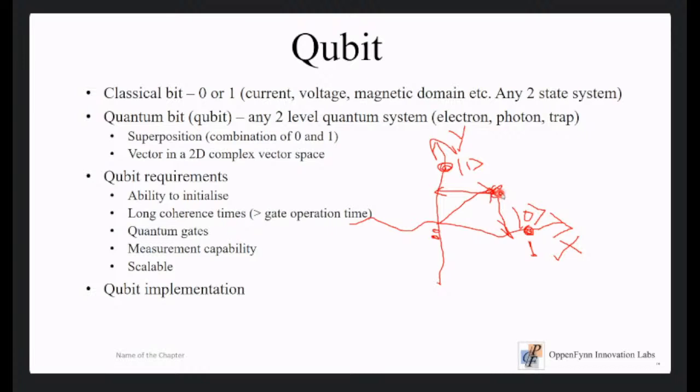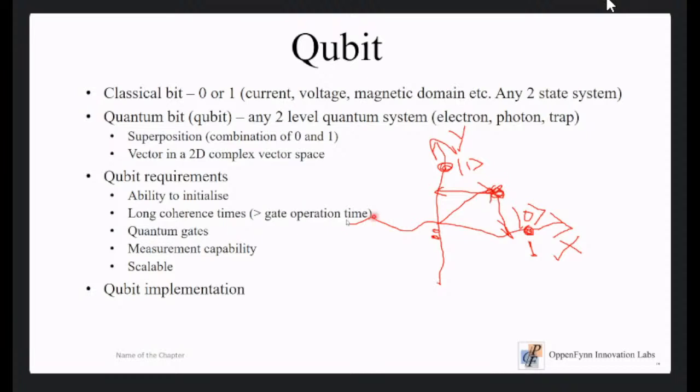You should never say that a qubit is both 0 and 1, just like you wouldn't say a vector is both x and y direction. You cannot say a vector is both a unit vector in x and a unit vector in y direction. It's a linear combination of a unit vector in x and a unit vector in y direction. Just like that, a qubit is not both 0 and 1. It is a linear combination of 0 and 1 states.